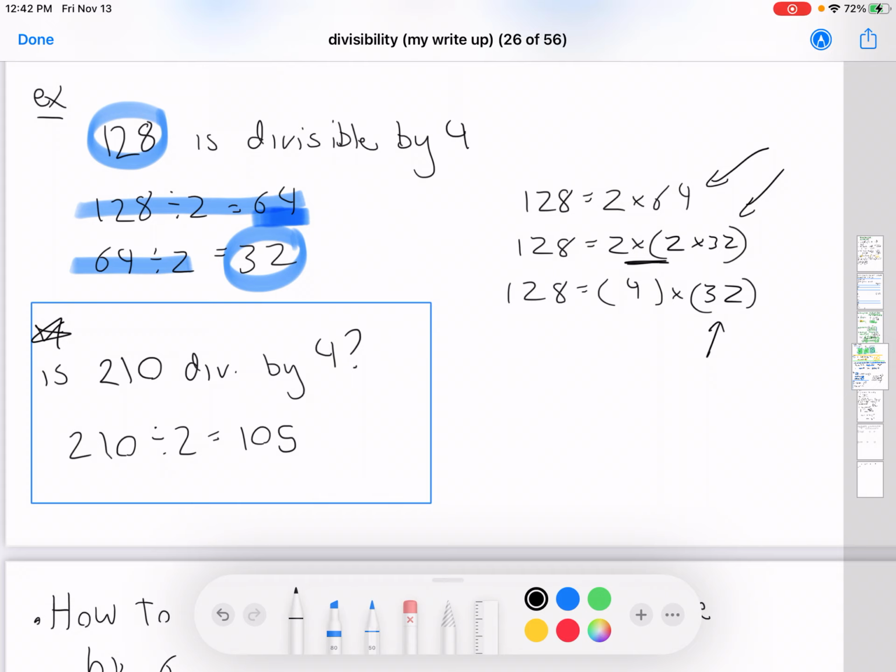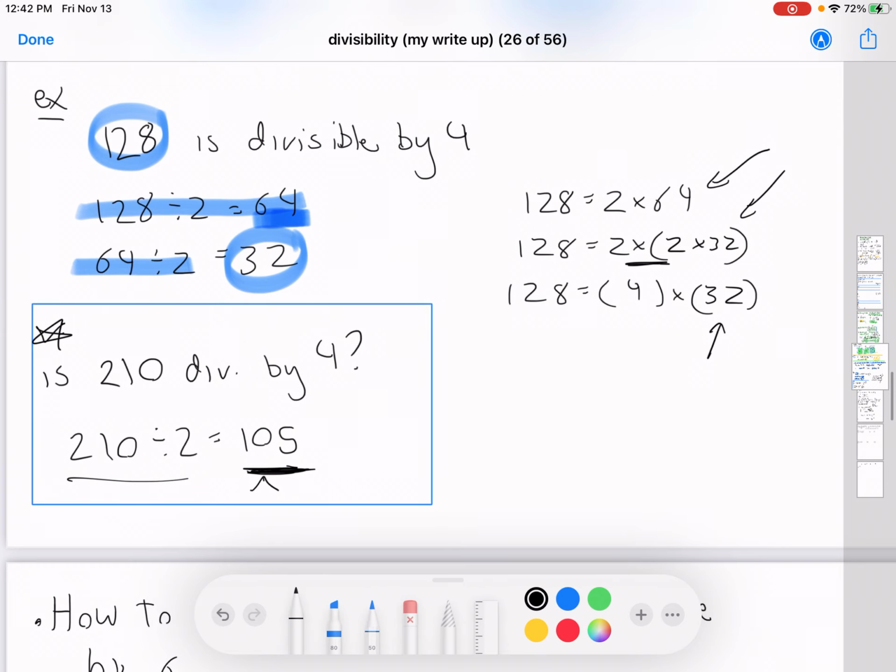Is it doubly even? So, 210. We can cut it in half once. It's even. And we get 105. But 105, is that even? And the answer is no. This is odd. So you cannot cut it in half evenly. So you cannot take out another 2. So the answer is no. This thing is not divisible by 4.